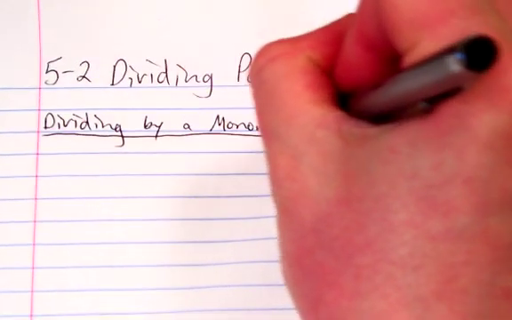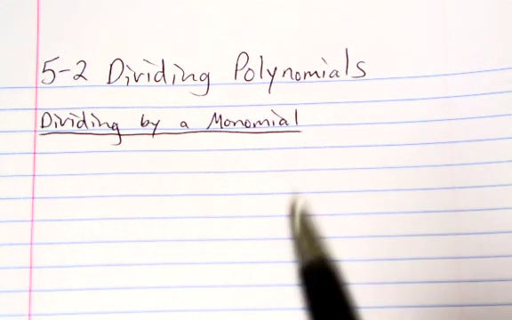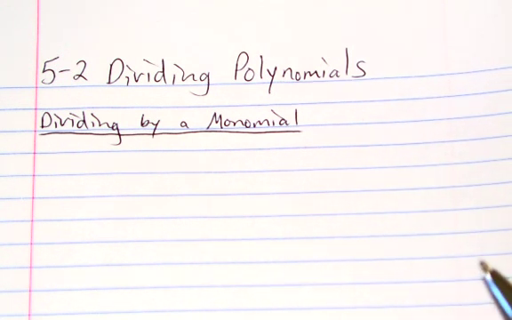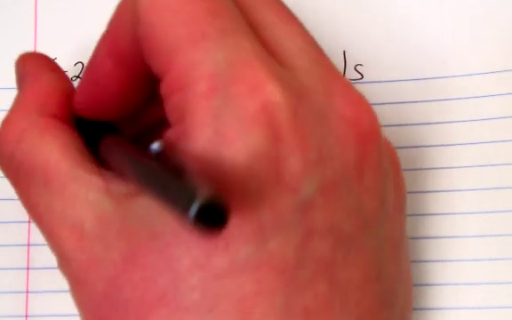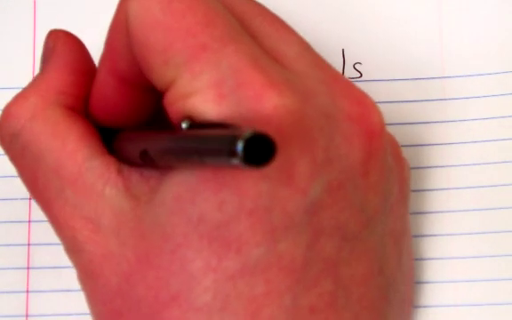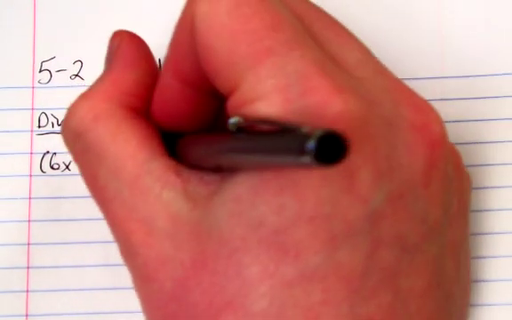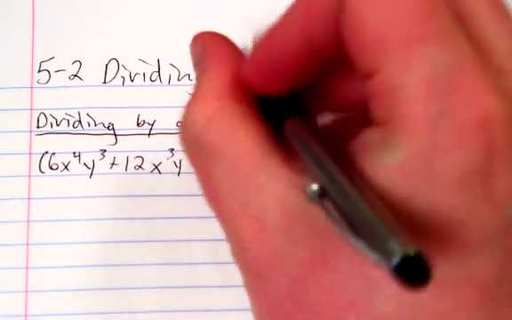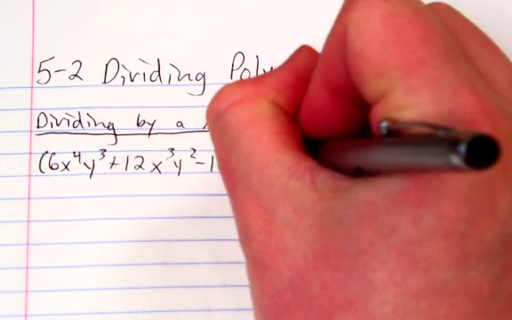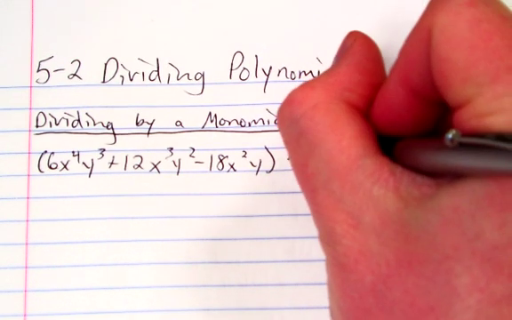A monomial, of course, means that we are dividing by a single term. So if I take my division problem and I rewrite it as a fraction, I will only have one term in the bottom of my fraction. So let's say that I start with the problem 6x to the fourth y cubed plus 12x cubed y squared minus 18x squared y, and I am dividing this by 3xy.